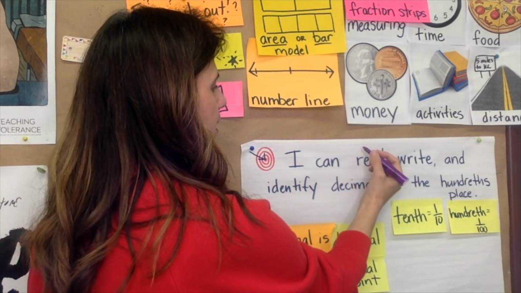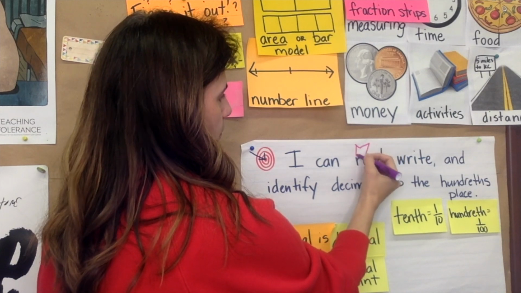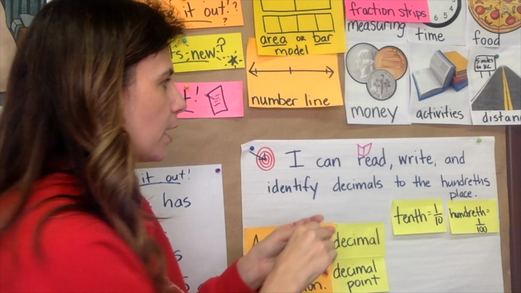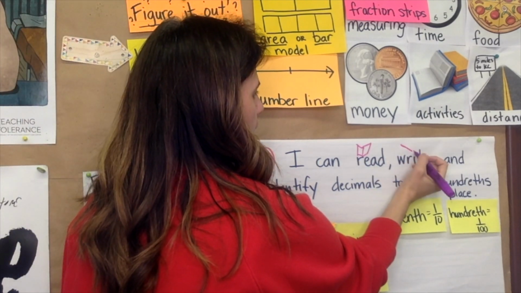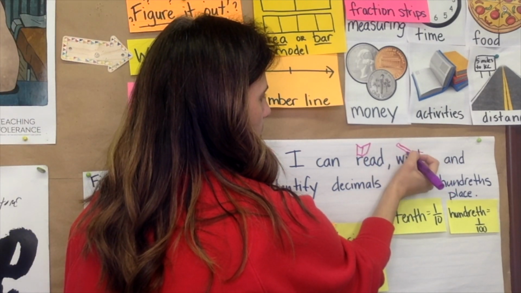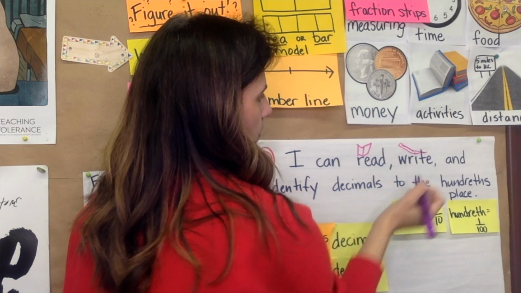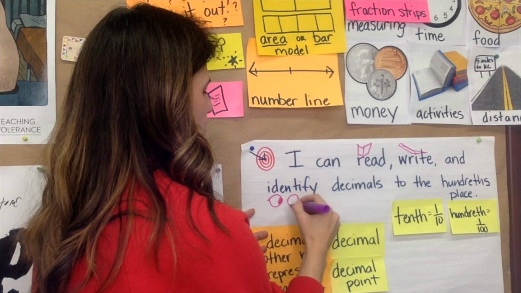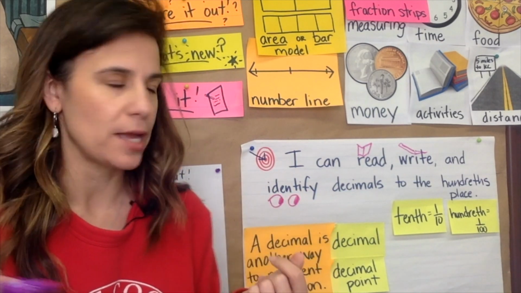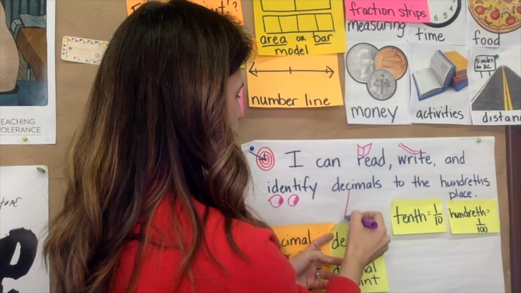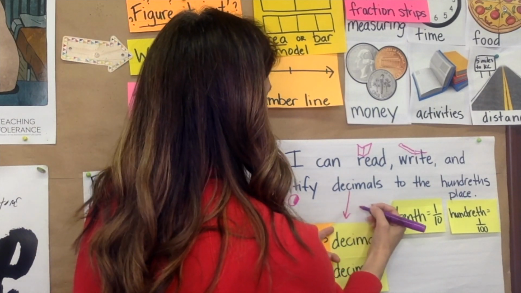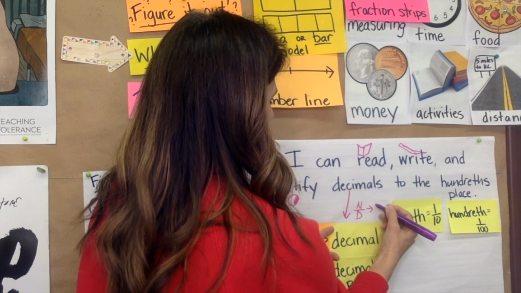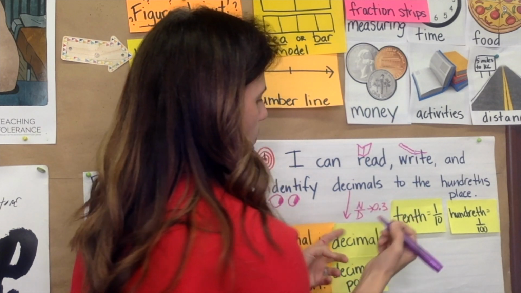So I can read. Okay, well, I know reading is like from a book, so I'm just drawing a little book symbol to help me think about it. Write, okay, write, here's my pencil. And identify. So I'm just going to draw some eyes because when I identify, I can see it and I know it. Decimals, so we know decimals are parts of a fraction, so it's like a numerator and denominator, but with a decimal point. So let's write an example like 0.3.